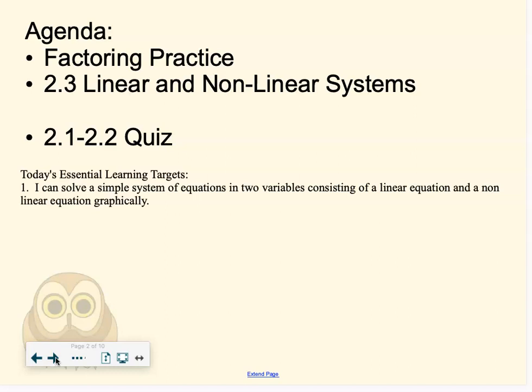Let's get out some paper. Let's get ready to take some notes. This is section 2-3. Gentlemen in the back. Let's put that away. Okay.